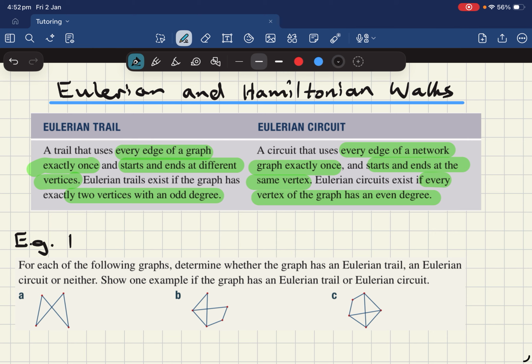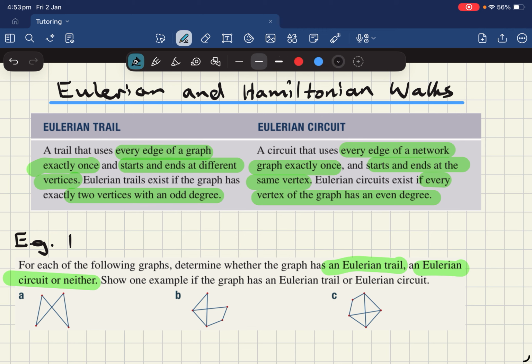Now, in example 1, for each of the following graphs, determine whether the graph has a Eulerian trail, a Eulerian circuit, or neither. So we're deciding whether it's this, this, or neither. We're going to show one example as well on here. Before we determine any of these, we can just easily refer to the aforementioned criteria.